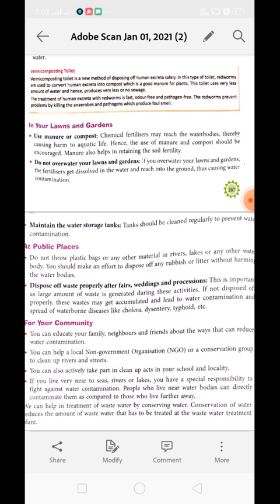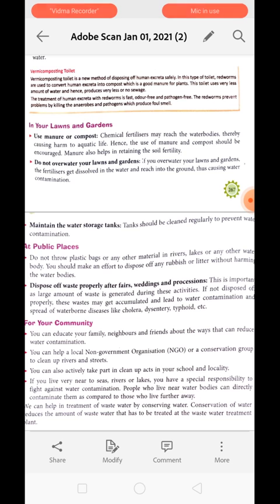First, use manure or compost. Chemical fertilizer may reach the water body which is present in the nearby area, therefore causing harm to the aquatic life. Hence, the use of manure and compost should be encouraged. Manure also helps in retaining the soil fertility.